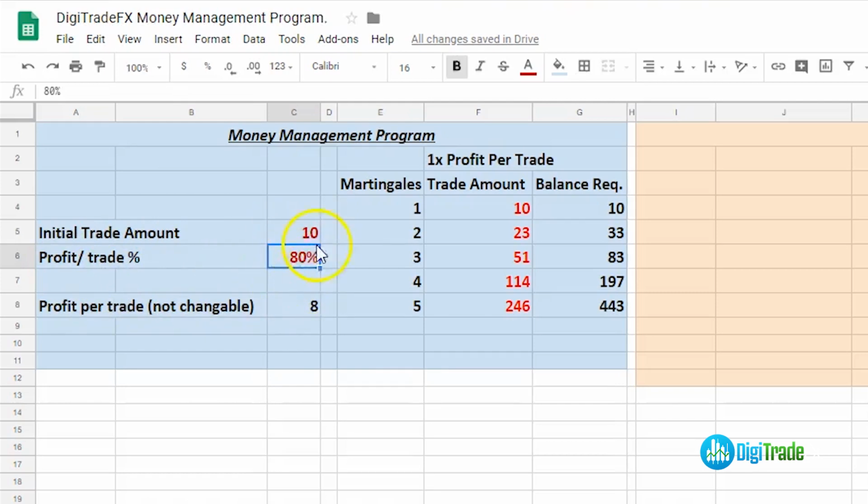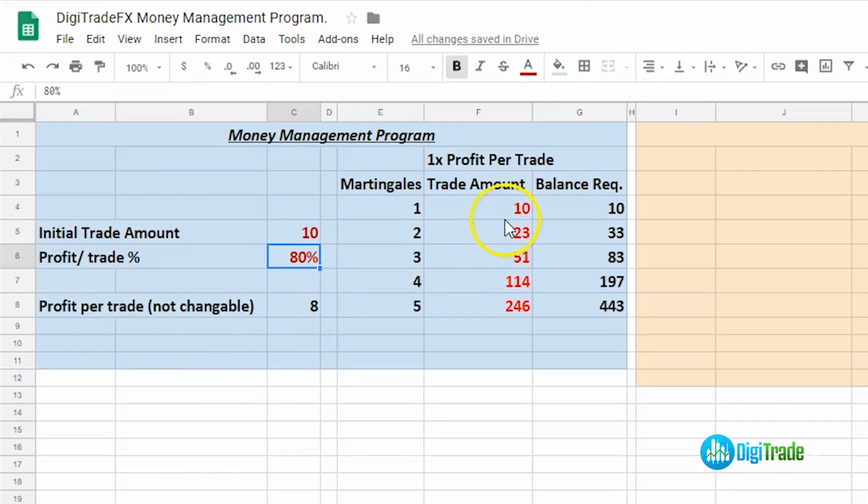Now, I always leave it at 80% because with Binary Cent, their returns go from 60 up to 90%, and we only take trades from 80% and above. But I find it easier, rather than going back and having to change this figure here, just to use the minimum, which is 80%, and leave it at that. So our initial trade size is 10, and that's the figure I put in there. And that tells me that my return or profit will be $8 per trade.